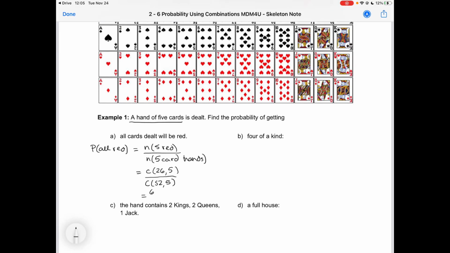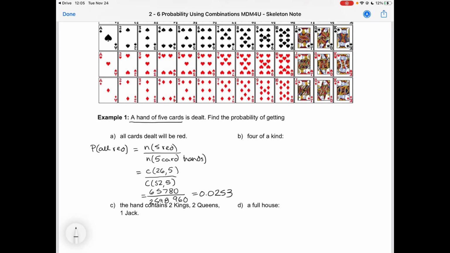This is going to give us 65,780 over 2,598,960. Dividing that on your calculator is going to get 0.0253.